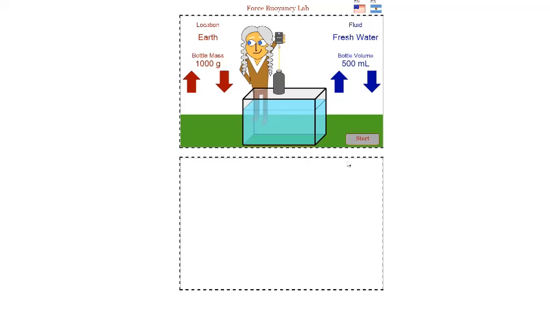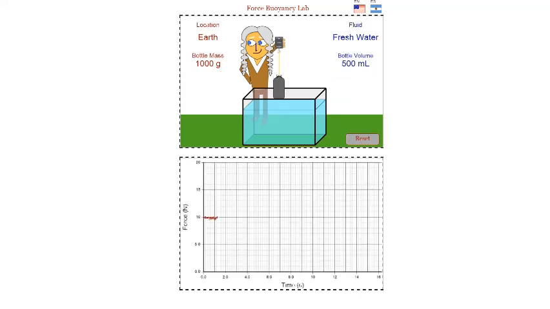And then you go ahead and hit start. Notice you have a graph that represents the force that's read by your force sensor that good old Isaac is holding onto, as well as the time. So it's a force versus time graph. Go ahead and let it go for the entire 16 seconds, complete the run, and then answer a couple of questions. Now, down in question 4, you have to create a data table.